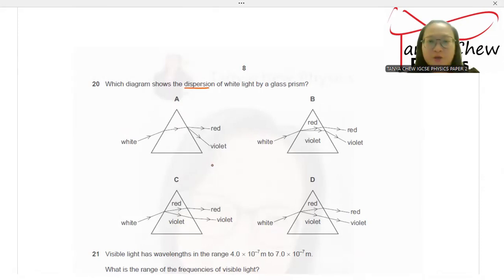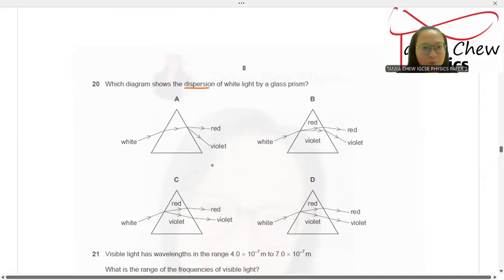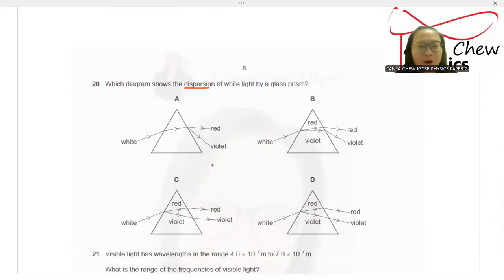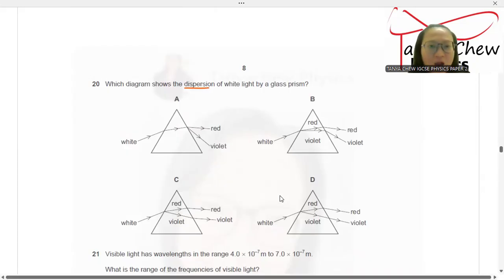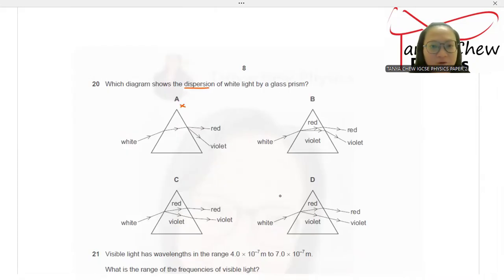What is dispersion? Dispersion is the spreading of white light into 7 spectrum colors, right, by using a prism. Dispersion occurs because light of different wavelengths travels at different speeds. So when the light passes through a prism, due to the different density, the speed of the light will be different. A cannot be the answer because red light has a different wavelength as compared to violet light. Therefore, different wavelength gives you different speed. Inside the prism, it seems that the speed of the white light is still the same.